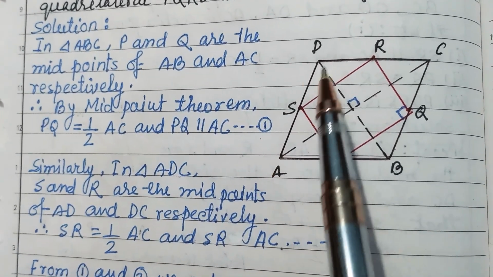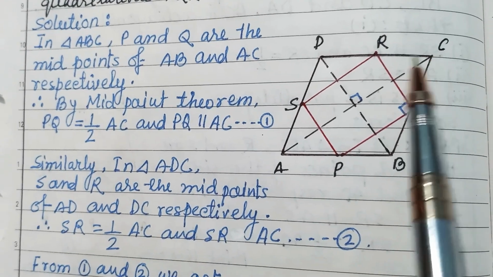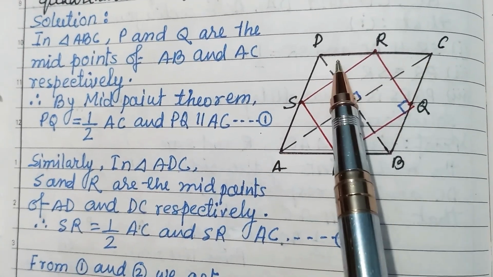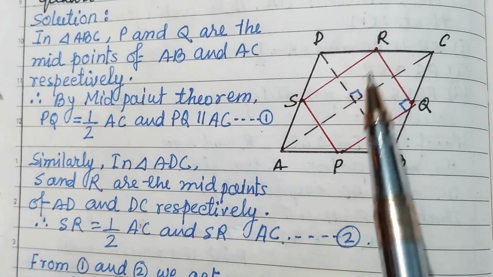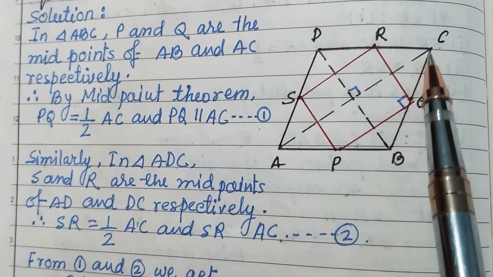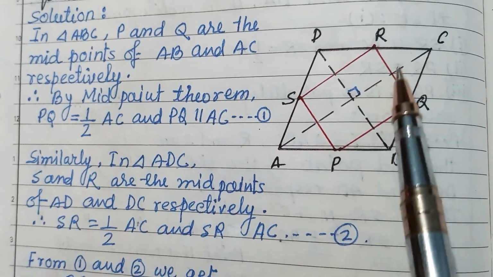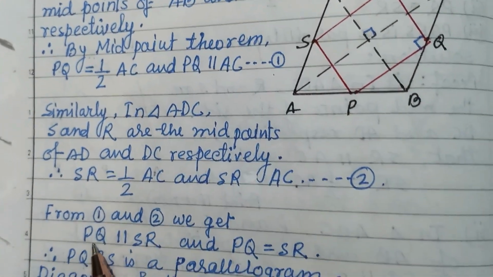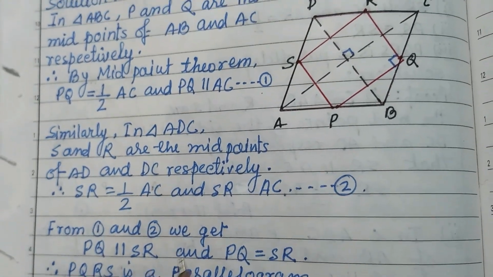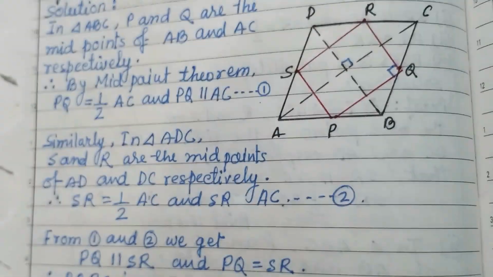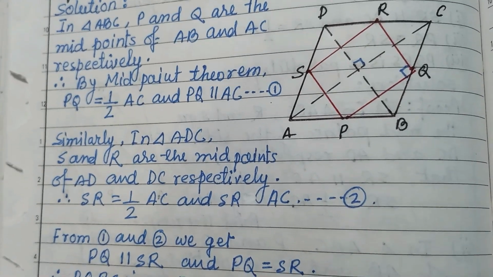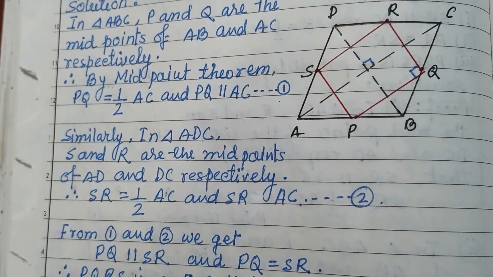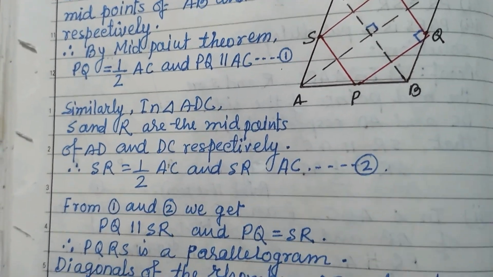Similarly, in triangle ADC, S and R are the midpoints of AD and CD. Therefore, SR is parallel to AC and SR is half of AC. Okay. From 1 and 2 we have got PQ is parallel to SR and PQ is equal to SR. PQRS is a parallelogram. One pair is parallel and equal, therefore it is a parallelogram.